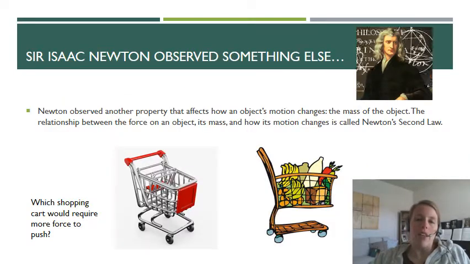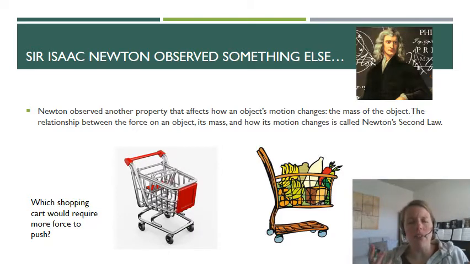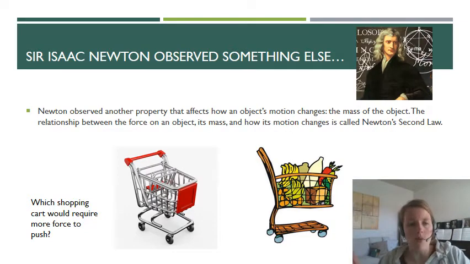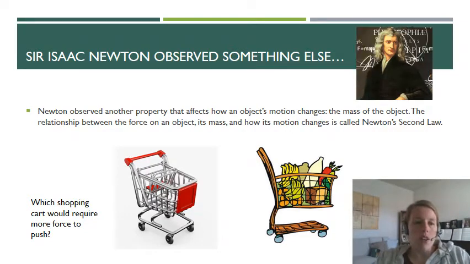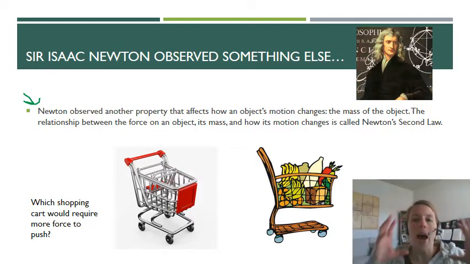Let's now jump into Newton's second law. And once again, the concept of it is not that tricky. It's just more remembering which law is which. So Newton observed another property that affects how an object's motion changes. It's the mass of the object.